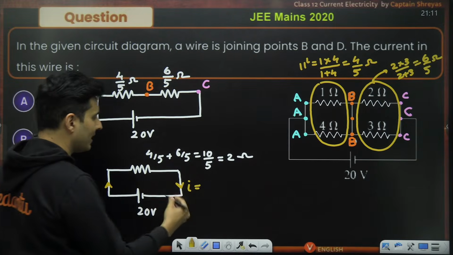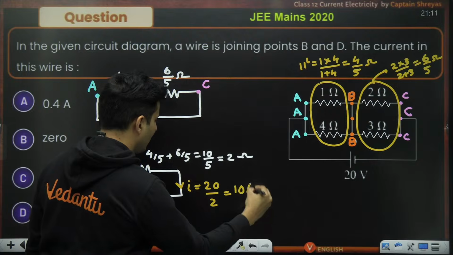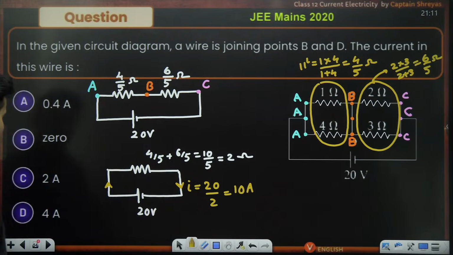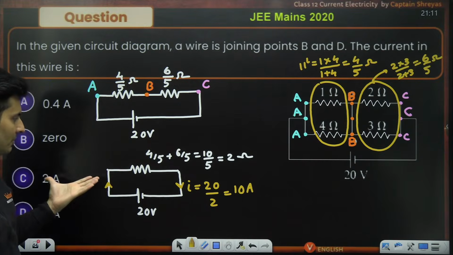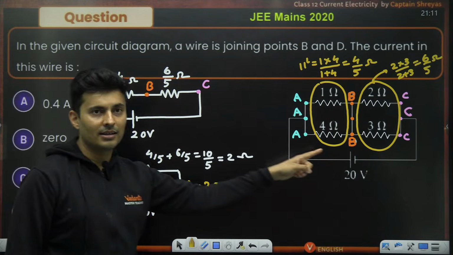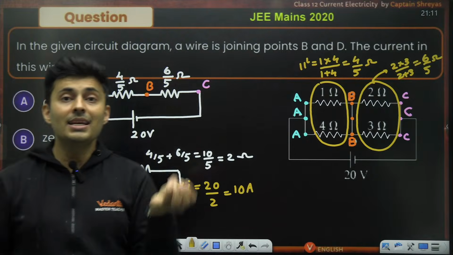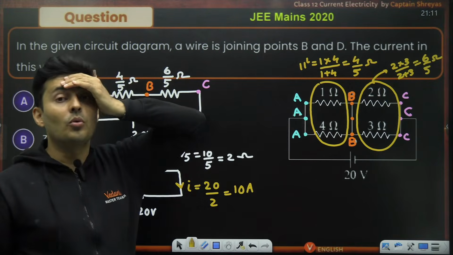Current will be voltage by resistance. Voltage is 20 divided by resistance, which is 10 amperes. Now, 10 amperes is not even there in the option because that is not even the question which is asked. See, this current is the net current in the circuit, but that is not the actual current which is flowing between these 2 points.